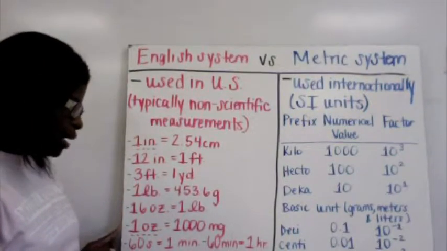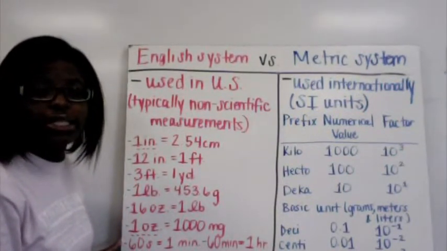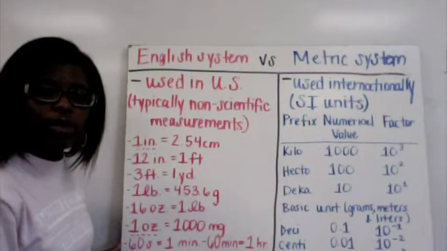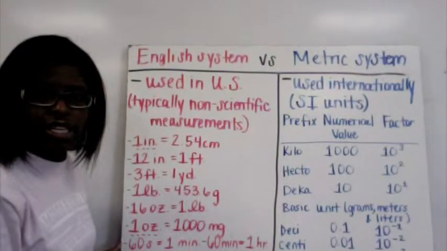And then we're getting into time. So 60 seconds are in a minute. 60 minutes are in an hour. There are 24 hours in a day and 365 days in a year.